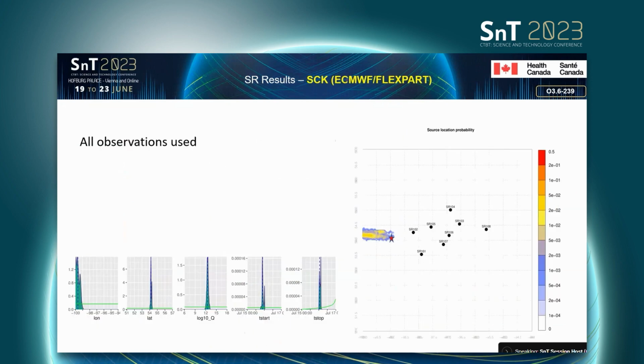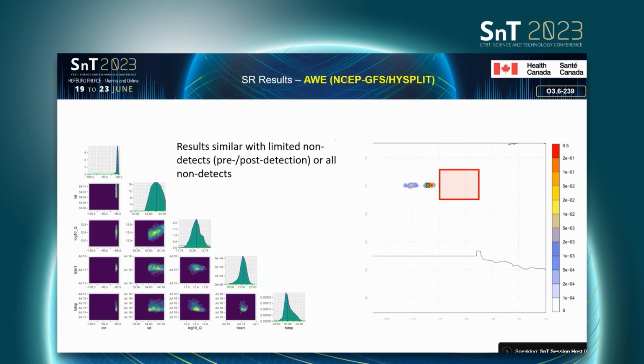SCK also did similar results as well. Again, slightly different graphical display, but they had a very good reconstruction. And AWE did the same thing as well, and they also had a very good reconstruction. The red box on the right is just the domain of the sampler network, and the heat map just to the left of it shows the results.